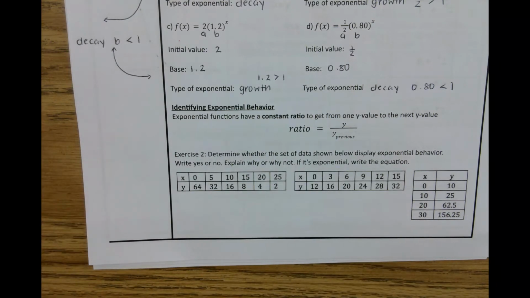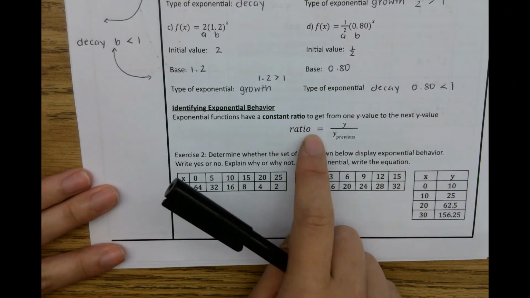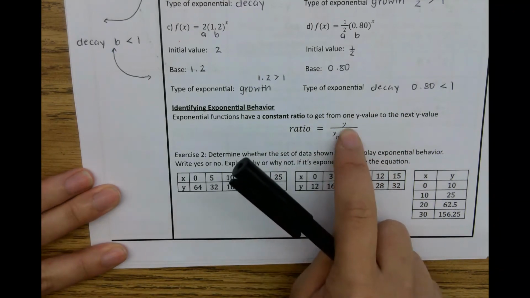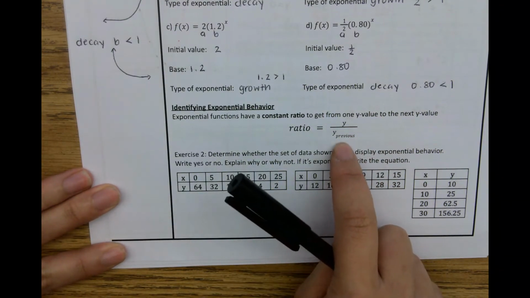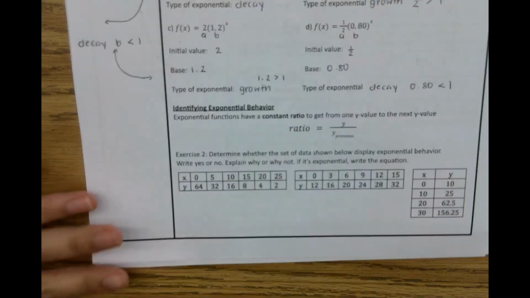Okay. To find this ratio, all we have to do is take one of the y values and divide it by the previous y value. Okay. So that's what we're going to do here.